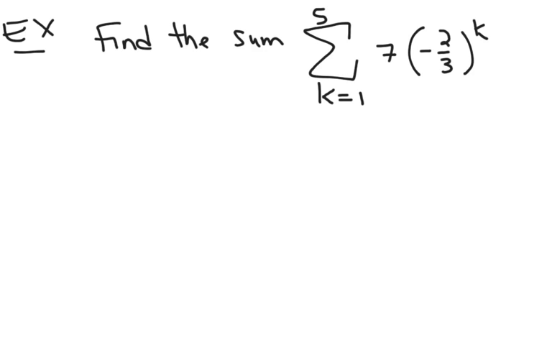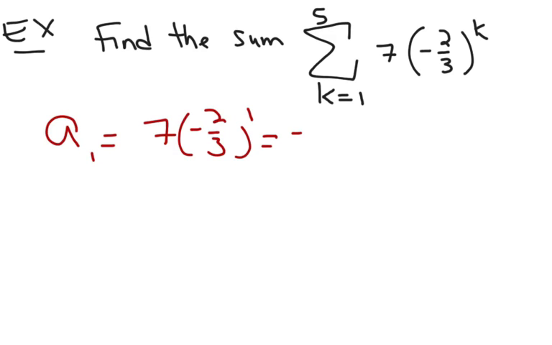This particular sum is a special geometric sequence. So in order to find the sum of the first, I guess it's the first 5 terms, because we're going from k is 1 to k is 5. You could find each term by plugging in each number and then add them together. Or you could start by finding the first term, which is just negative 14/3. And the common ratio is just the value in the parentheses.